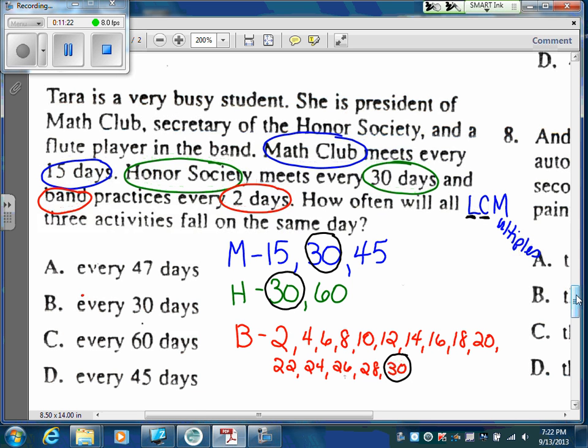But that L stands for least, meaning we need to find the first time these numbers all meet. And if you look back, there's no other numbers before that are the same. So the 30th day is the least, or the first, common multiple. So how I would answer this is the 3 activities all fall on the 30th day, or every 30 days. Put every right there. So my answer was B. So basically all 3 would meet every 30 days, or every month, just about.